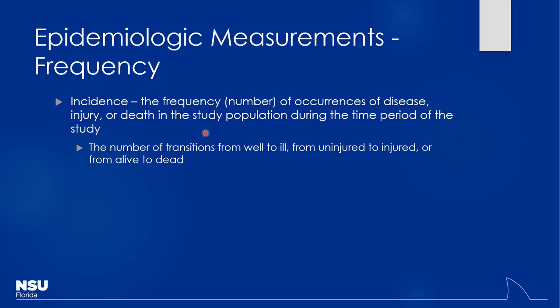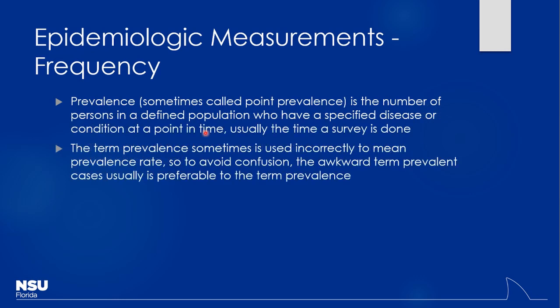So that's the difference, right? When we're looking at incidence, it's going to be new cases. Prevalence is, at a certain point in time, how many cases are already present, okay? And again, when we're looking at incidence, it's just that transition from well to ill, uninjured to injured, alive to dead, right? These are all examples thereof.